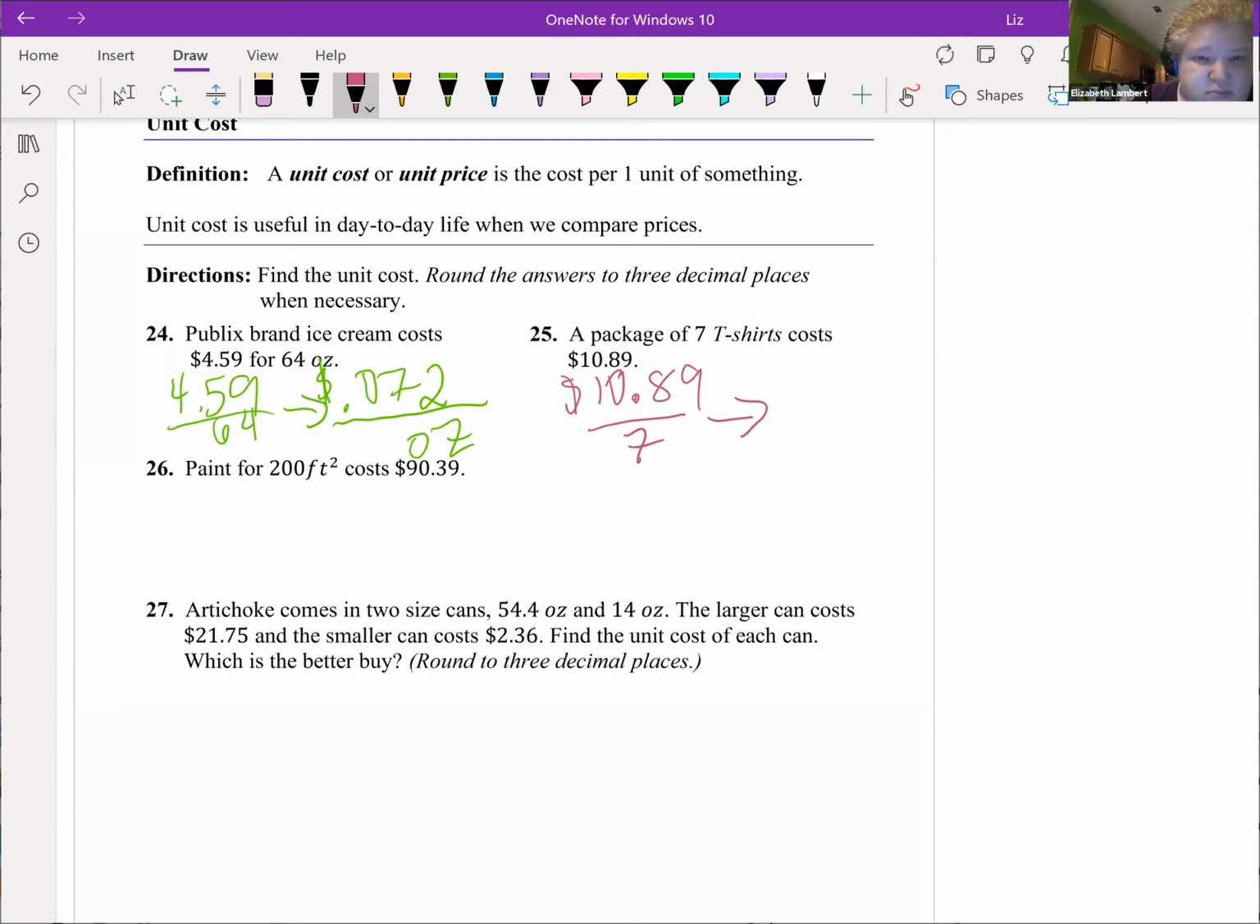So we got to 1.5557, 3 decimal places. All right. 1.5557, blah, blah, blah. 1, 2, 3. So the number after the 7 is above the 5 mark. So this would go up 1, so 1.556. So each t-shirt costs approximately $1.556 per t-shirt.